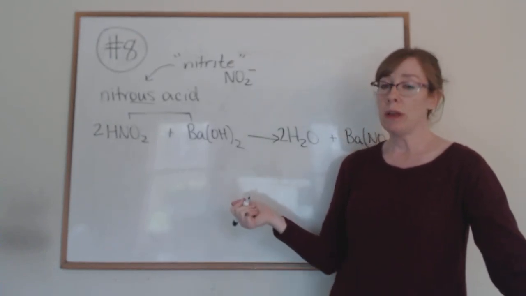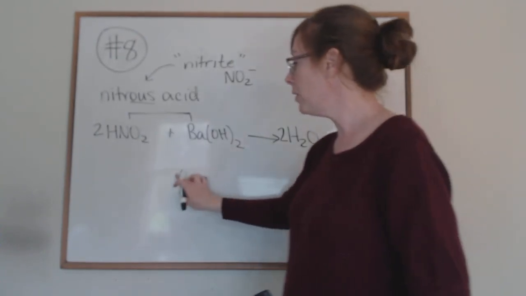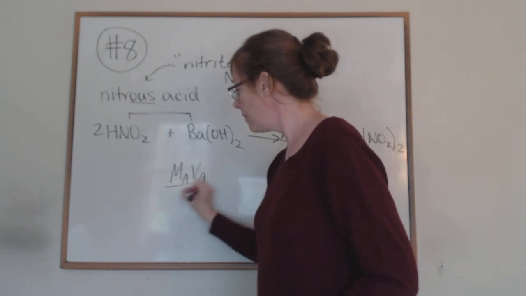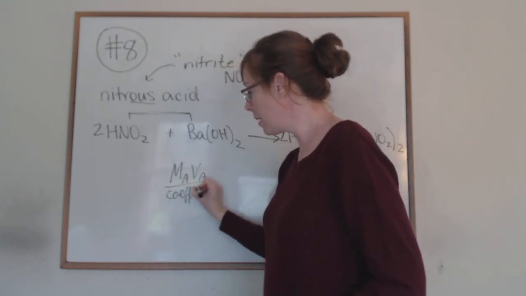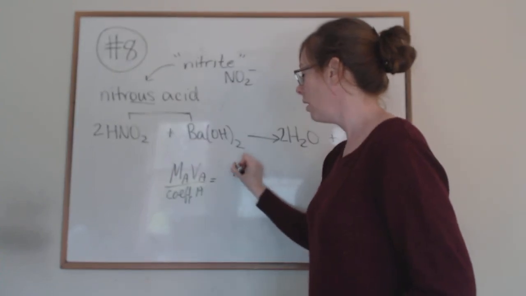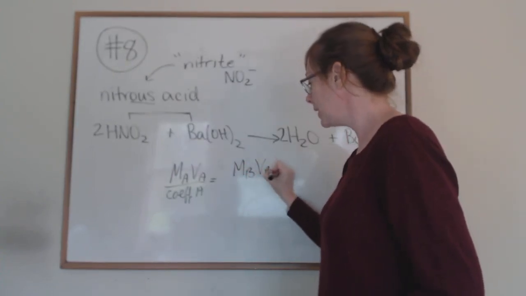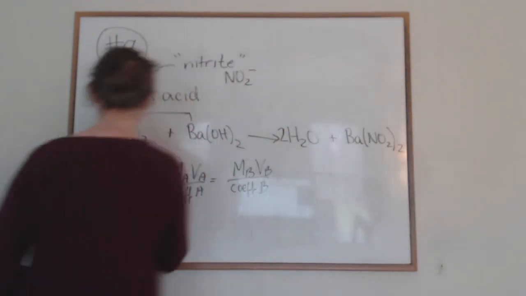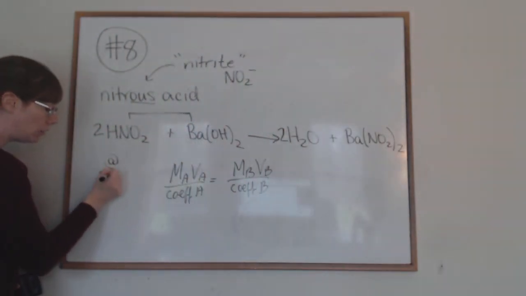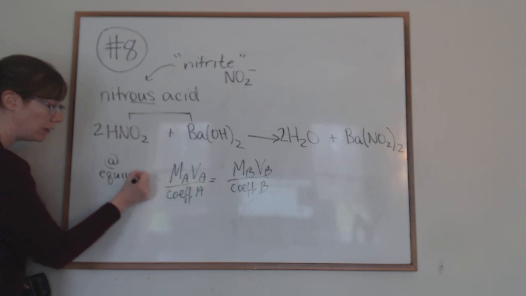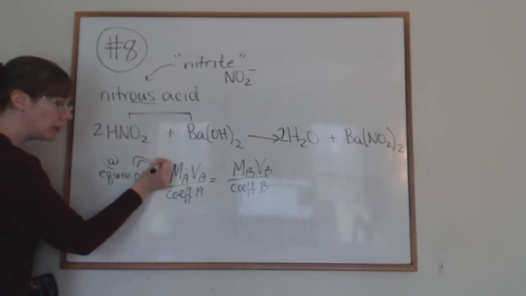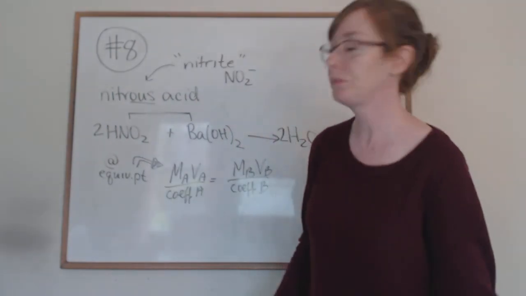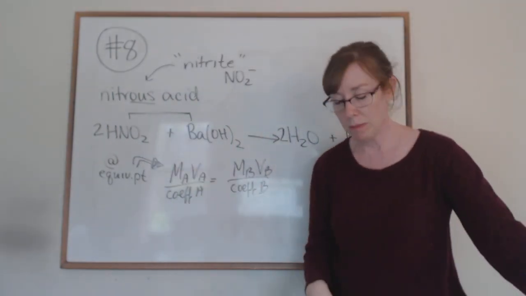Now you can do this any way you want. It's a titration, so I will go ahead and just do it with the titration equation: MAVA over the coefficient of A, remembering that A stands for acid, B stands for base. Remember, this equation can be used as long as you are assuming you are at the equivalence point, which in our class we always will be. That's the only kind of context that you are going to be doing titration.